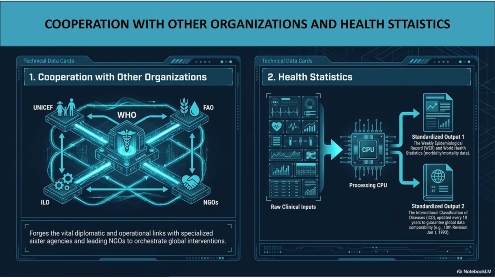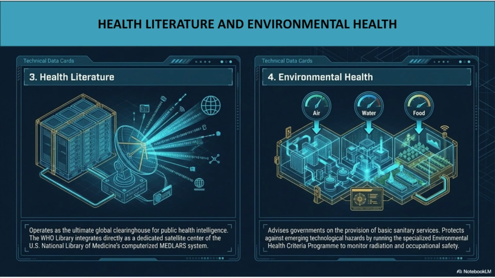WHO works closely with the United Nations and several specialized agencies such as UNICEF, FAO, and ILO, as well as many international non-governmental organizations. Through health statistics, WHO collects and publishes global data on diseases and regularly updates the International Classification of Diseases, or ICD. As a global clearinghouse for health literature, WHO disseminates scientific knowledge and supports international medical information systems.